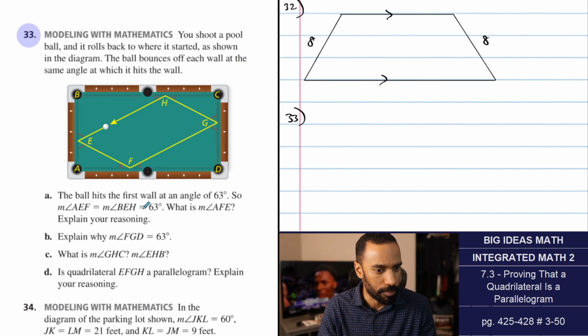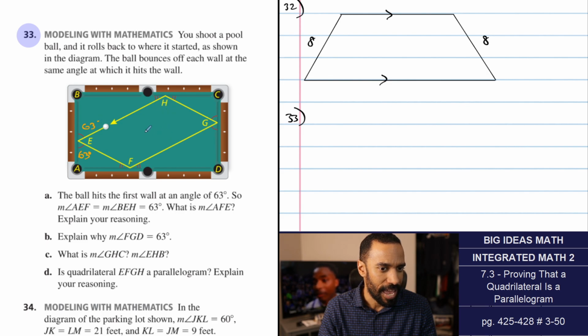What's first wall? Measure of angle AEF and B is equal to BEH at 63 degrees. So this is the 63. It's saying it hits the wall. That's not what I thought they meant. BEH is 63 degrees each. This is just part A.